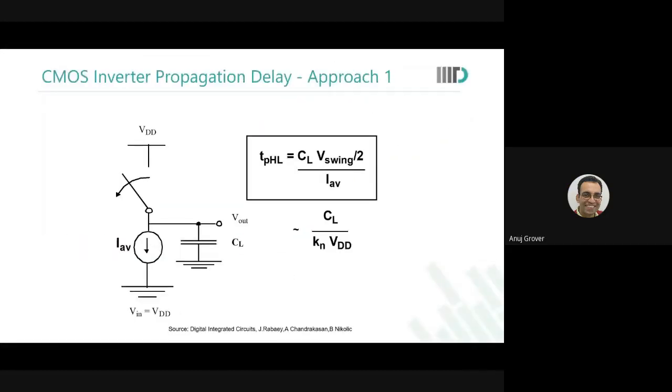Now we look at some delay models, some quick ones. There are very simple approaches to identify delays. For example, if you want to find the delay of TPHL, you would say my load capacitance has to discharge by VDD by 2. That is when I will say my output has already toggled to 0. And I will divide that by the average current that this NMOS would take through. So this is a very simplistic model. Our designs are much more complex than this, but it's good to understand.